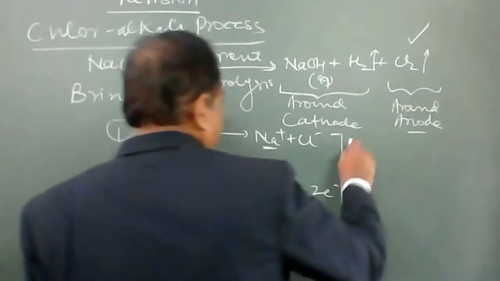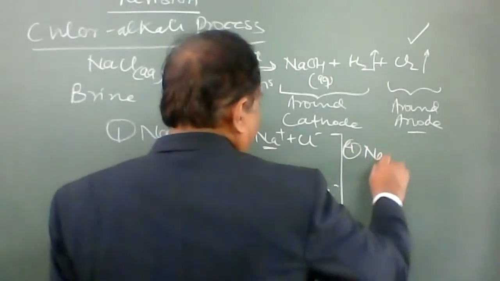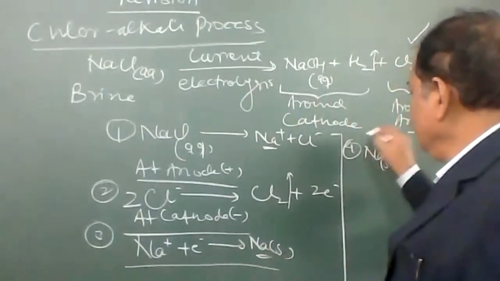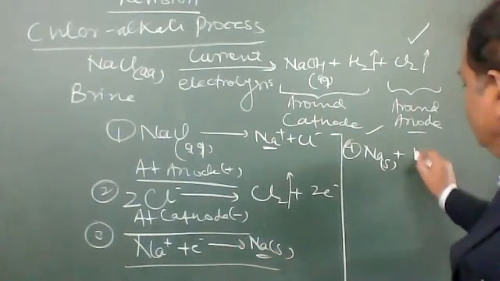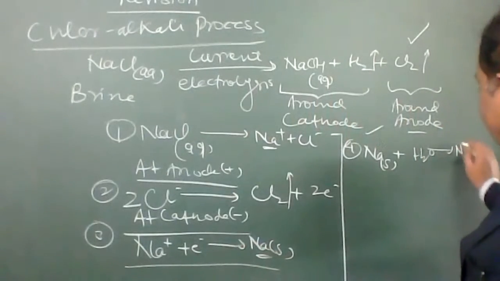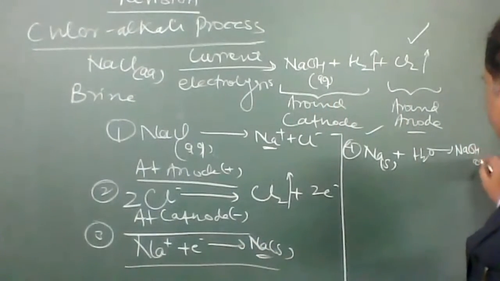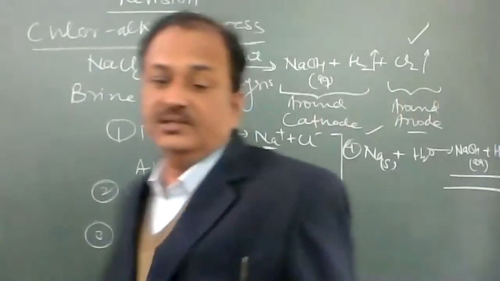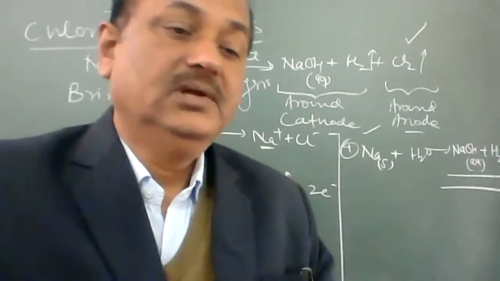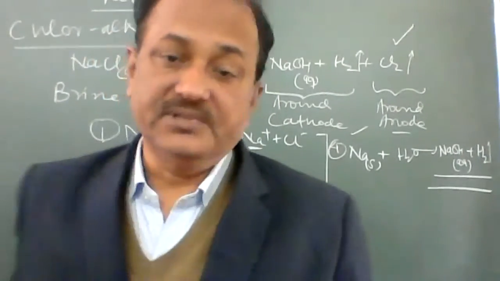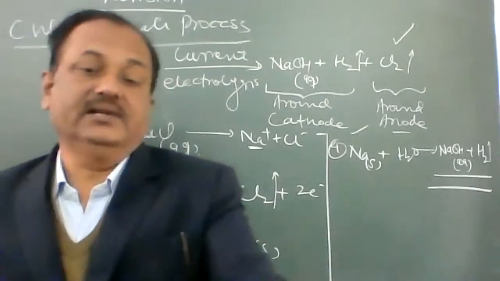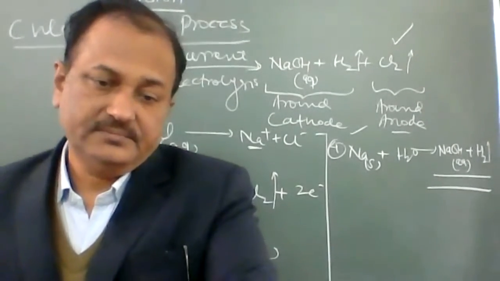So in this reaction, the solid sodium will be consumed here, and with H2O it gives aqueous NaOH plus hydrogen. So this is the co-reaction. This is how the chloralkali process works. So this is the chloralkali process.